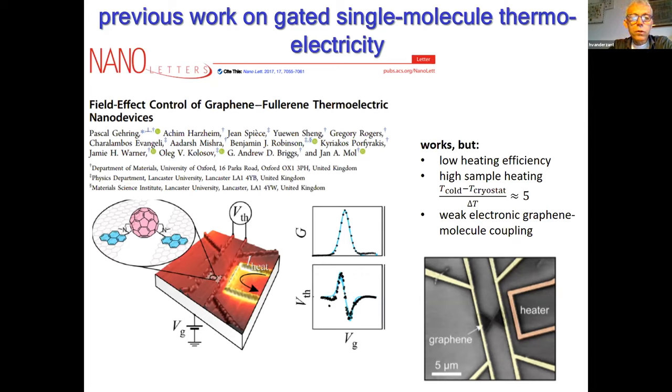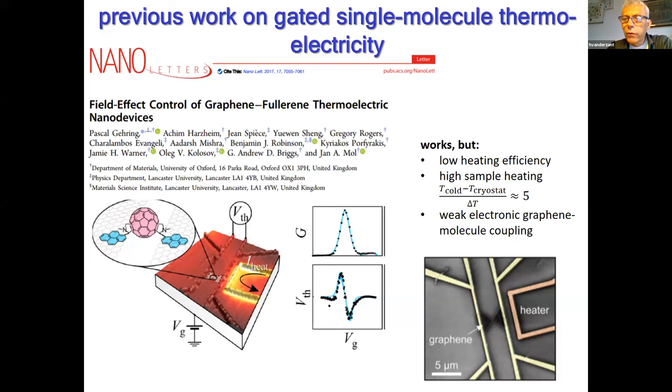So this is the response of going through the resonance of, again, a molecule that looks very similar. It's almost a C60 molecule. But if you look at the device geometry on the right-hand side, there are still a few things that are not so optimal. First of all, you can see that the heater is on the right-hand side, whereas the graphene electrodes were used in this case, and if you look at this bow tie-like structure, the junction is formed in the narrowest part, you see that the heater is pretty far away from that. And that means that you have a very low heating efficiency.